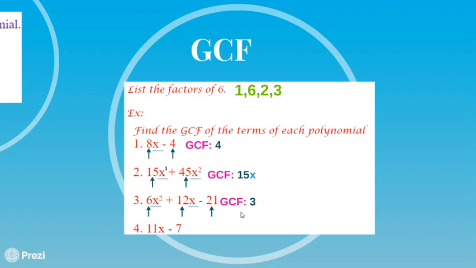Example 4. I'm going to look at my coefficients again. The largest number that will divide into 11 and 7, well, there isn't anything other than 1 that will divide into 11 and 7. So the GCF is 1. Don't overthink it. Then I only have an x in one of my terms, so I can't include x in my GCF. This GCF is only 1.